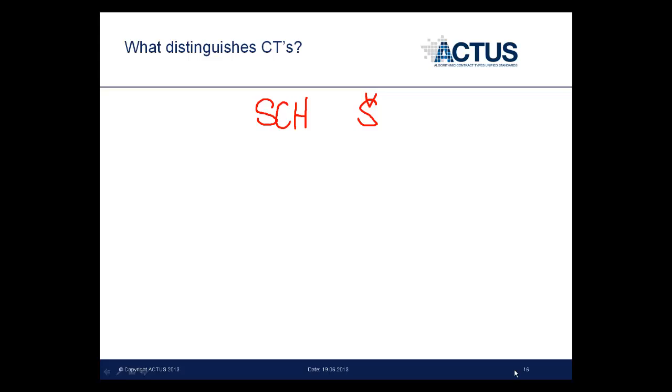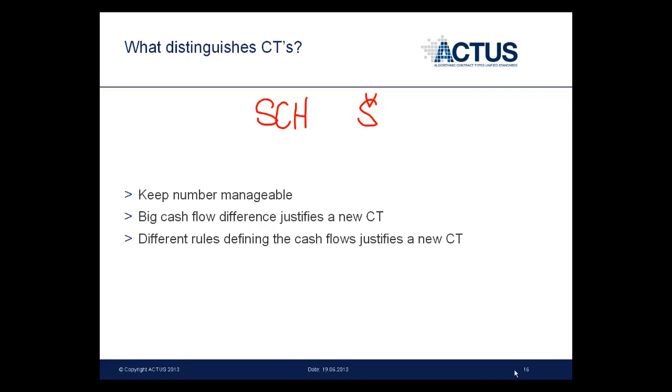Here's the rationale behind our choice of defining CTs. Our first target is to keep the number of CTs manageable. A few dozen is in our view manageable. If the big bulk of the cash flow of a financial contract is different to other existing contracts, it justifies a new contract type. Basic CTs, for example, differ mainly by the way the principal cash flow, and the principal forms the big bulk in this case, how this is generated. Finally, if the rules or the algorithms which drive the cash flows are very different, then also a new contract type is justified. For example, all the amortizing instruments produce similar types of cash flows, but their algorithms are very different. So we need new contract types.